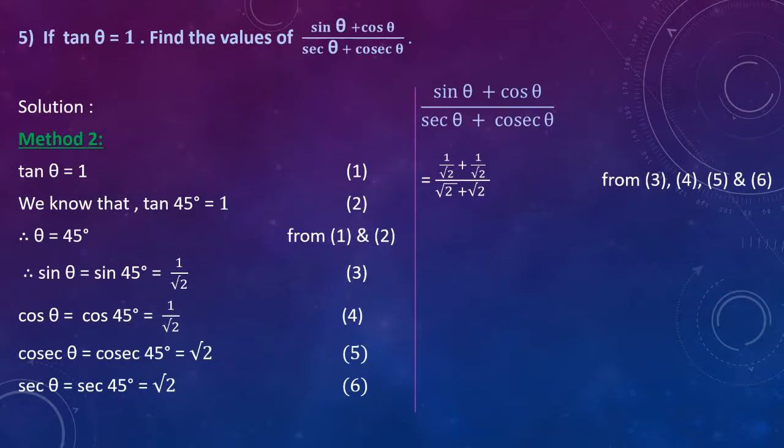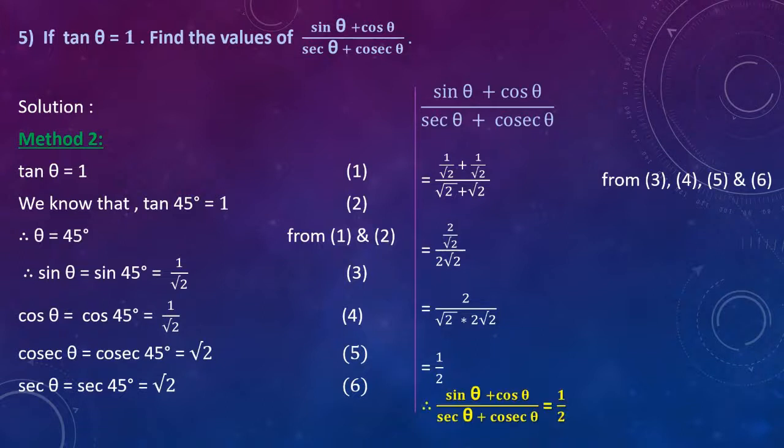So sin theta plus cos theta upon sec theta plus cosec theta is equal to 1 upon root 2 plus 1 upon root 2 upon root 2 plus root 2, which is equal to 2 upon root 2 upon 2 root 2, which is equal to 2 upon root 2 multiplied by 2 root 2, which is equal to 1 upon 2. So therefore sin theta plus cos theta upon sec theta plus cosec theta is equal to 1 upon 2.